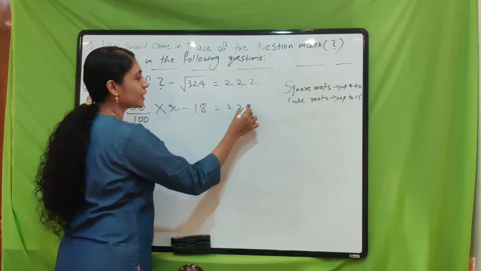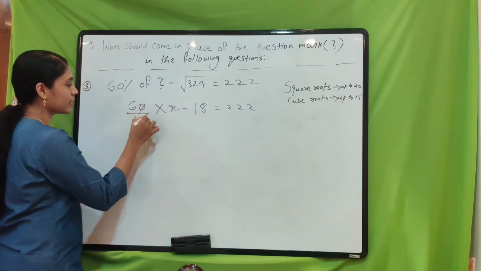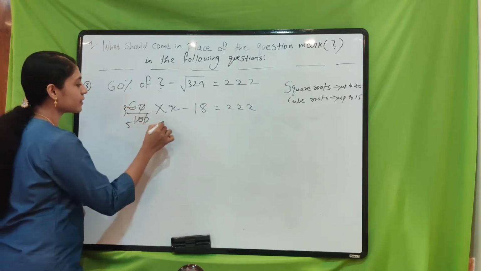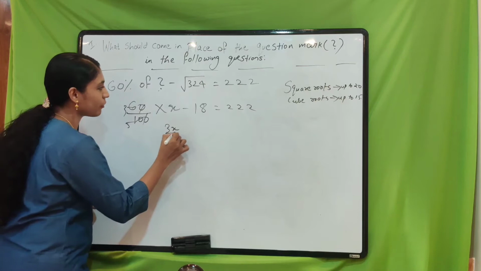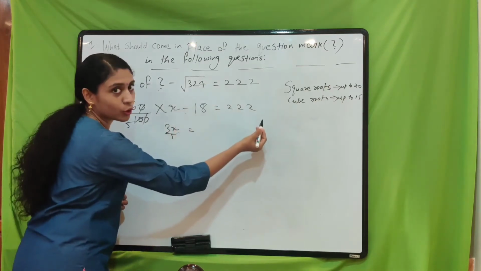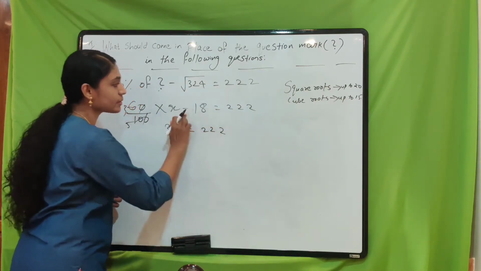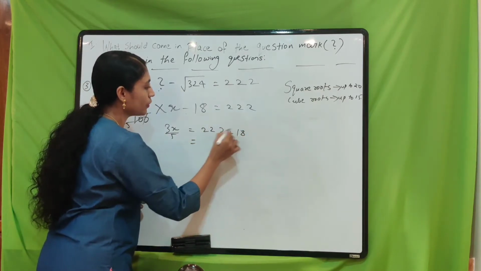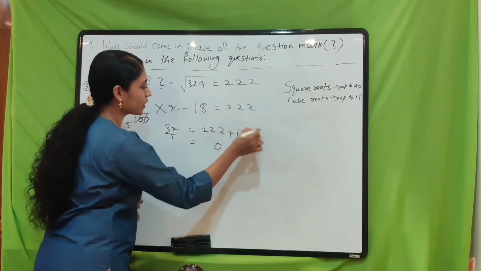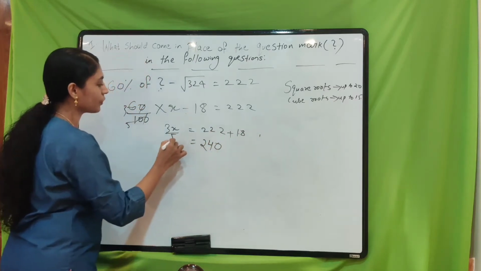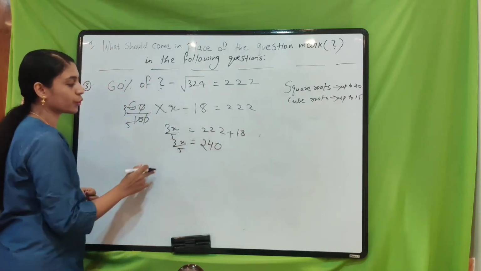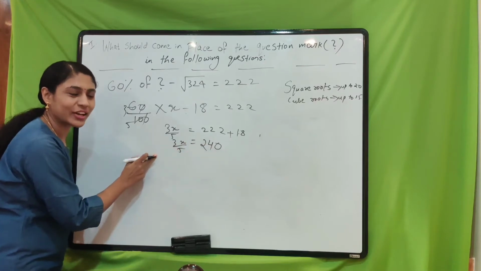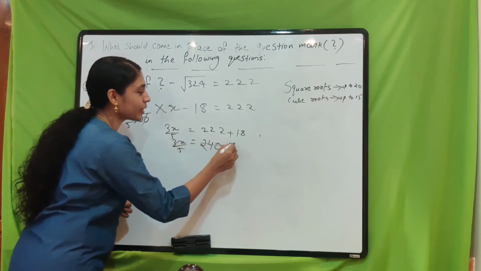This is equal to 222, right? And here 6 by 10. Again, we can simplify it as 3 by 5, right? So 3x by 5 is equal to, this will go to the other side. So 222, here it is minus, so on the other side, it will become plus, right? So how to solve? 4 plus 2, 6... So we got 3x by 5 is equal to 240. And 240 is divisible by 3, right? So 3 gets cancelled and here it becomes 80.